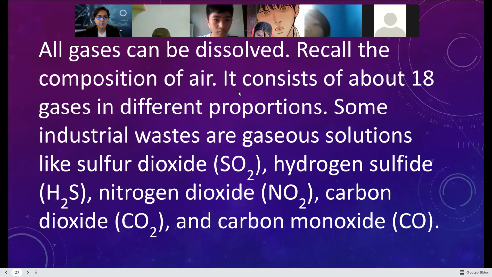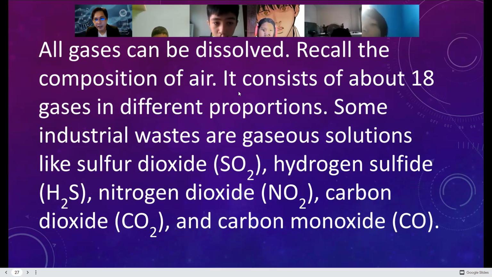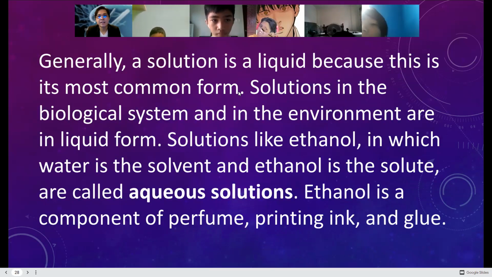Some industrial waste are gaseous solutions like sulfur dioxide, hydrogen sulfide, nitrogen dioxide, carbon dioxide, and carbon monoxide. So remember that your air is a mixture of different gases. Generally, a solution is a liquid because this is the most common form. Solutions in the biological system and in the environment are in liquid form.